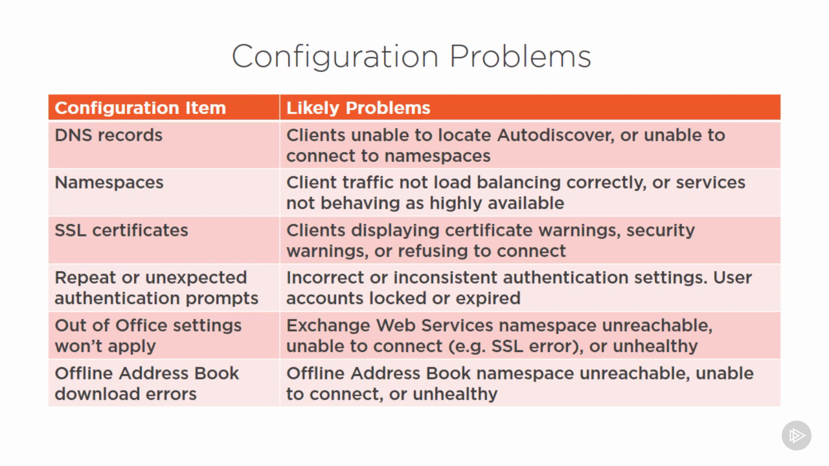And similarly, if you have offline address book download errors in Outlook, those errors are being reported when Outlook does a send/receive, or the users are reporting that they're not seeing the latest updates of the offline address book. Again, the classic causes of those issues are unreachable namespaces for the offline address book virtual directory, or being unable to connect due to SSL errors or other errors, or perhaps the OAB virtual directory has become unhealthy for some reason.